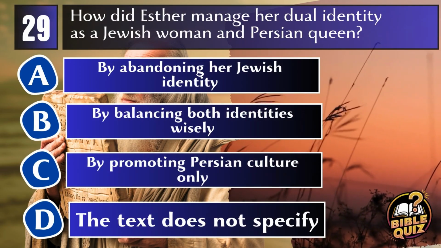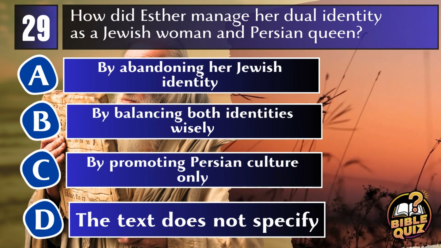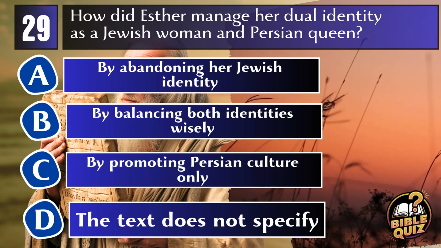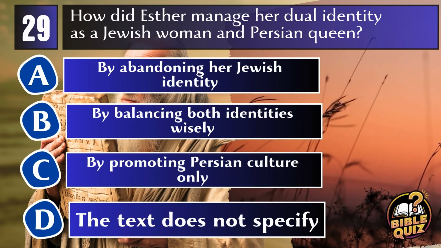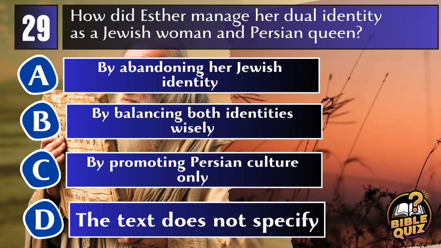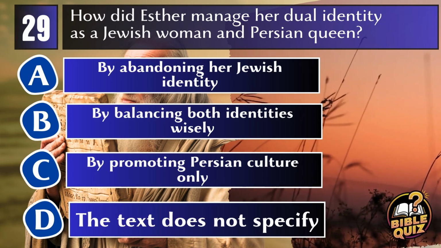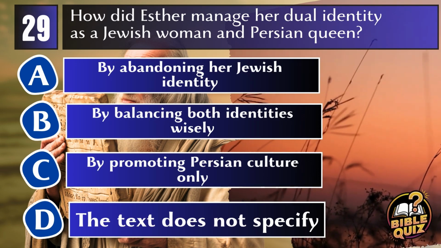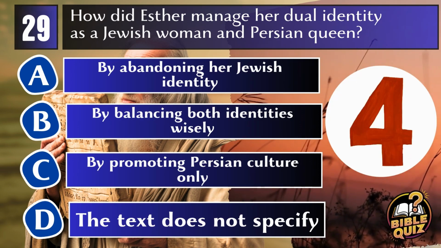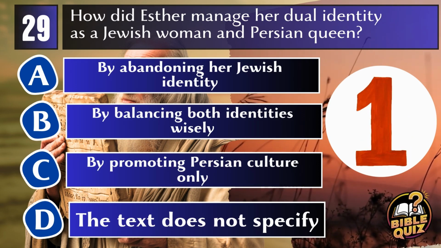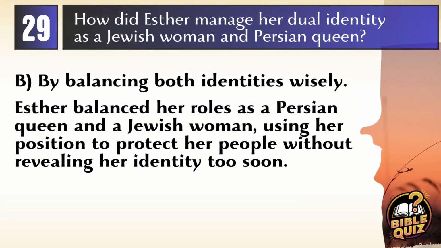Question 29. How did Esther manage her dual identity as a Jewish woman and Persian queen? A. By abandoning her Jewish identity. B. By balancing both identities wisely. C. By promoting Persian culture only. D. The text does not specify. Answer: B. By balancing both identities wisely. Esther managed her dual identity by wisely balancing her role as a Persian queen and her Jewish heritage, using her position to effectively advocate for her people without revealing her identity prematurely.